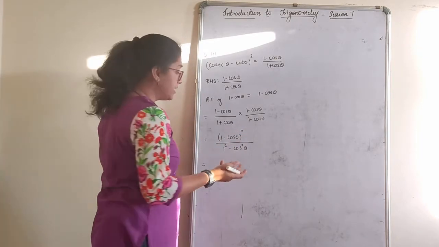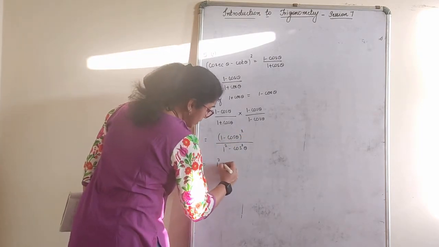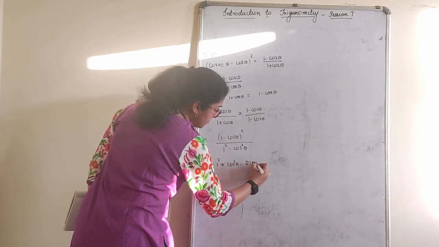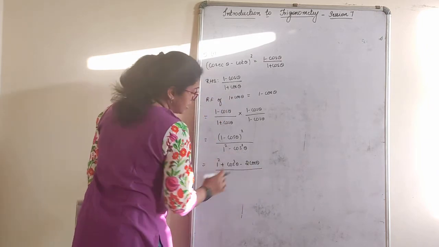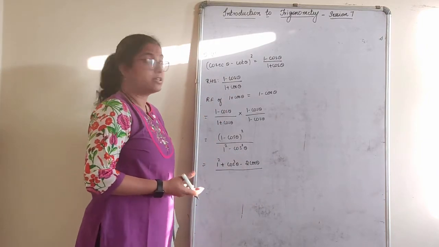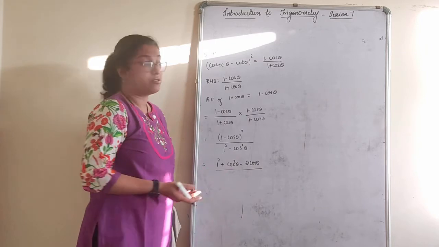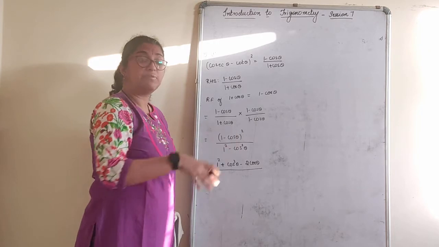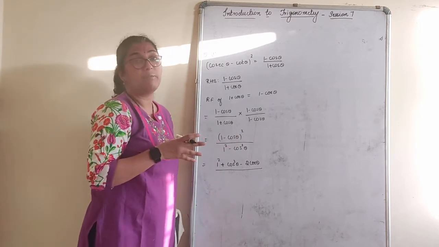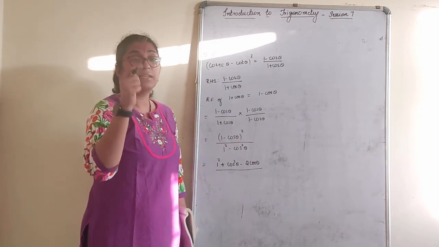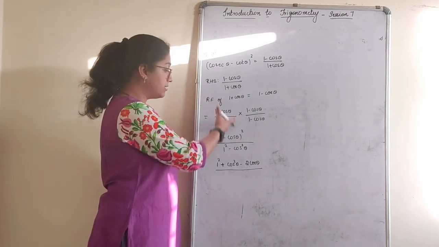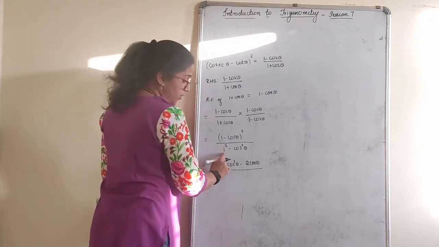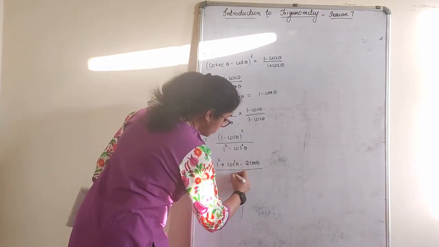Numerator: split (a minus b) whole square as a square plus b square minus 2ab, divided by, what is 1 minus cos square theta? Again, don't write (1 plus cos theta)(1 minus cos theta) as an identity, algebraic identity here. Sometimes we use algebraic identities, sometimes we try to use trigonometric identities. When to use algebraic and when to use trigonometric, you should know by solving the sum, and that comes by practice, children. 1 minus cos square theta is sin square theta.